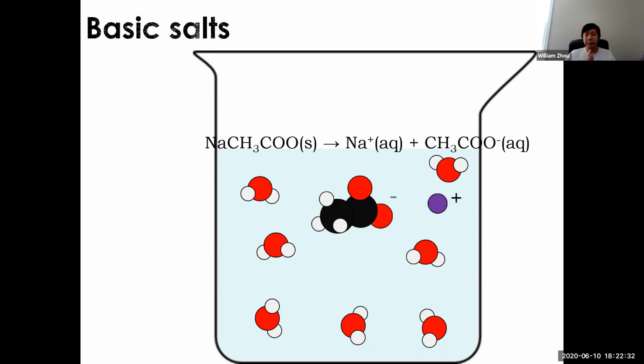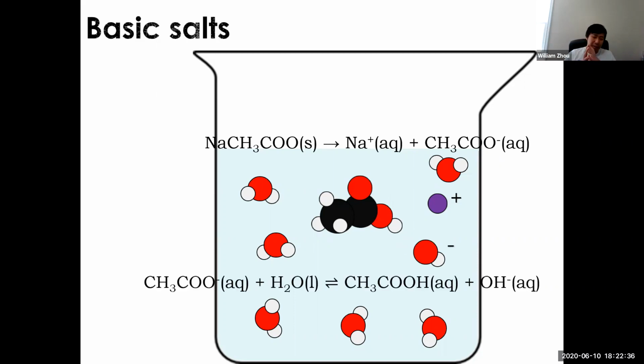And then the acetate will steal a hydrogen from water. Okay, this is an equilibrium reaction. You will produce acetic acid, CH3COOH, and hydroxide. And the presence of this hydroxide will make the entire solution basic. This is why this is a basic salt, because it produces hydroxide once you dissolve it. Okay, any questions?